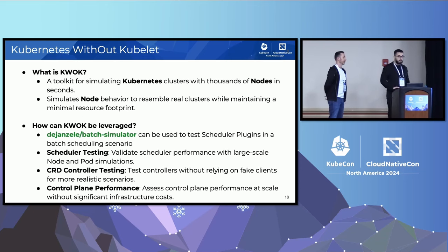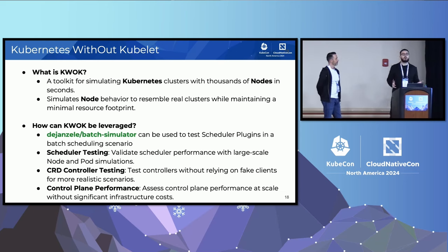KWOK is a powerful toolkit designed for simulating Kubernetes clusters on a massive scale. KWOK stands for Kubernetes without Kubelet, meaning you have the KWOK operator, which actually takes control and fakes nodes, meaning you can create as many nodes as you want. Literally, you can create thousands. And the footprint is really small. So on your local machine, you can create a Kubernetes cluster with, let's say, 5,000 nodes and schedule 100,000 pods on them.